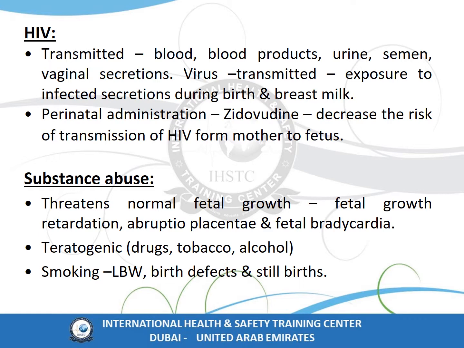Human immunodeficiency virus or HIV infection. HIV is transmitted through blood, blood products, and other bodily fluids such as urine, semen, and vaginal secretions. The virus is also transmitted through exposure to infected secretions during birth and through breast milk.